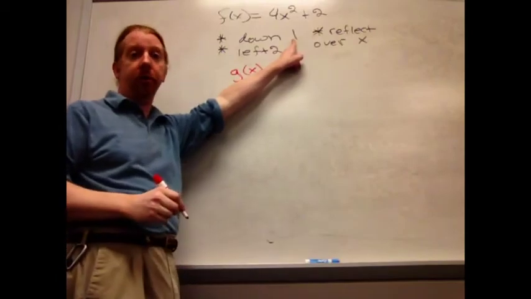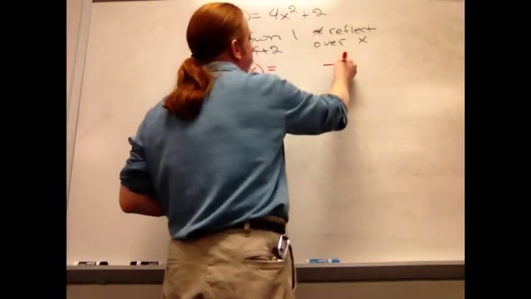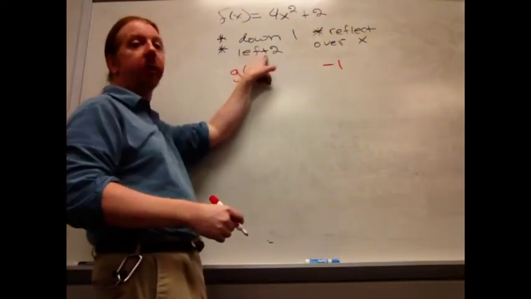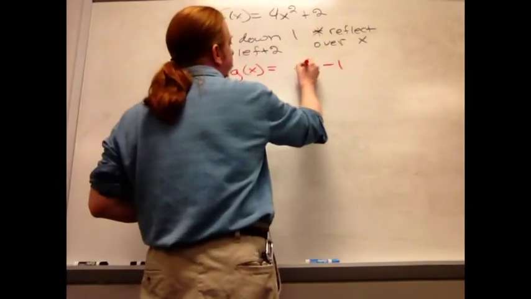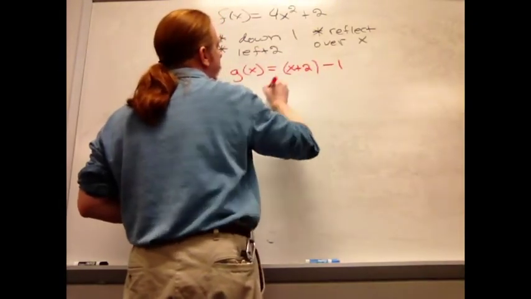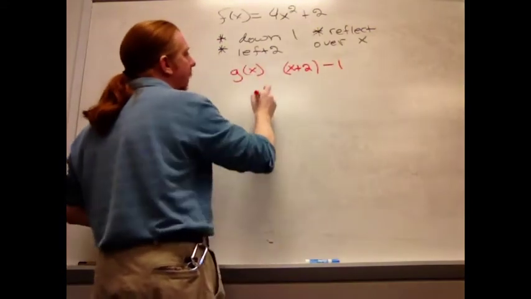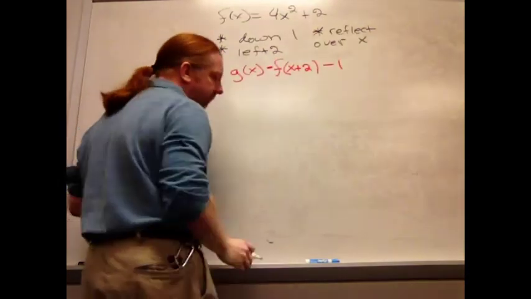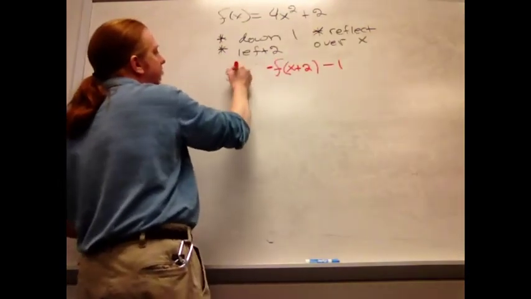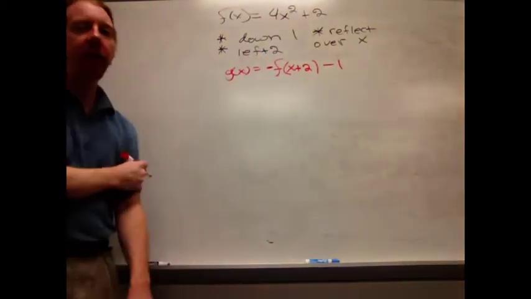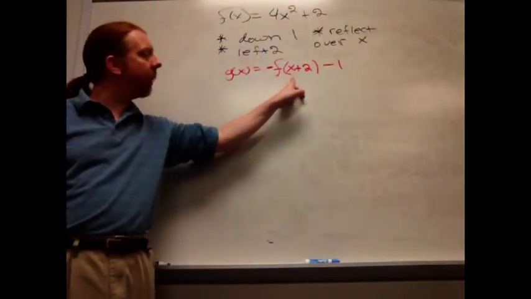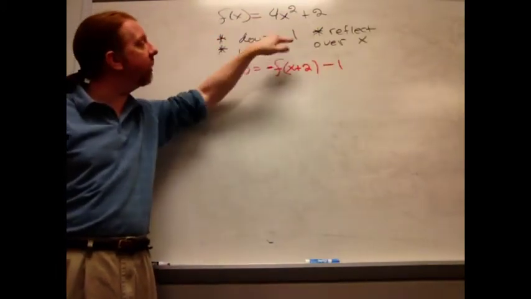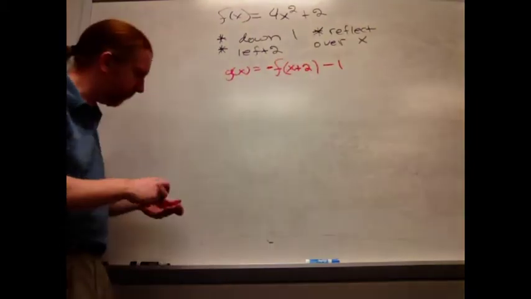Down 1 unit, that's vertical, so it's outside everything. And it's what you see is what you get because it's a vertical change. Left 2, now that's a horizontal movement of plus 2. And finally, over the x-axis means I'm going to take this whole thing and multiply it by a negative. So that represents negative f of x plus 2 all minus 1 is what I need to change about this function to get these 3 modifications.